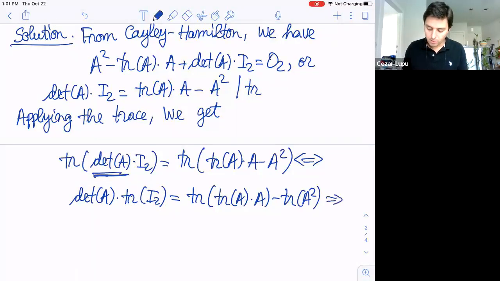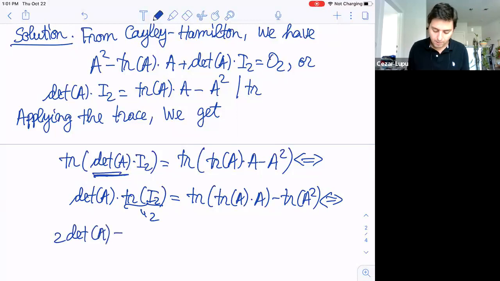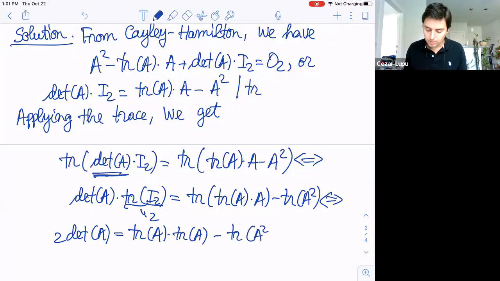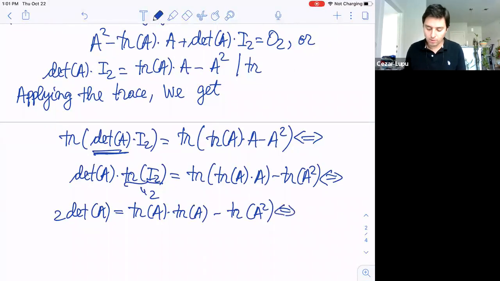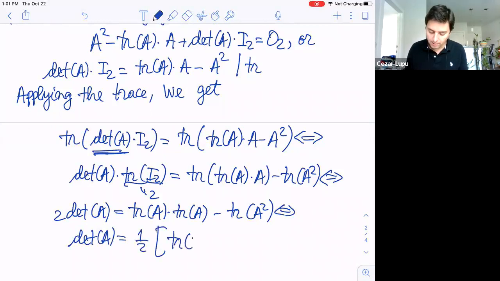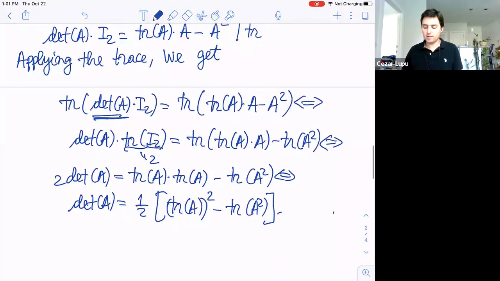So again, the trace of the identity is 2, so it's 2 times the determinant of A, which is the same as trace of A times trace of A minus trace of A squared, which is exactly what we want. So equivalent with: the determinant of A is 1/2 times the trace of A, everything squared, minus the trace of A squared. And that's it. That's the end of it.